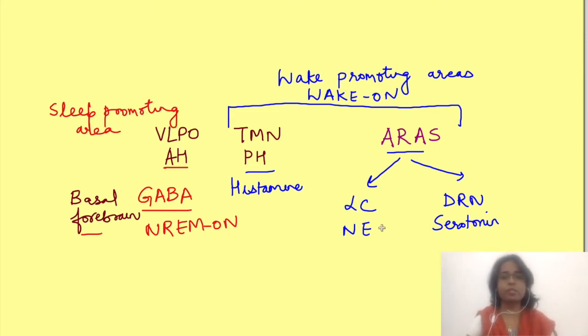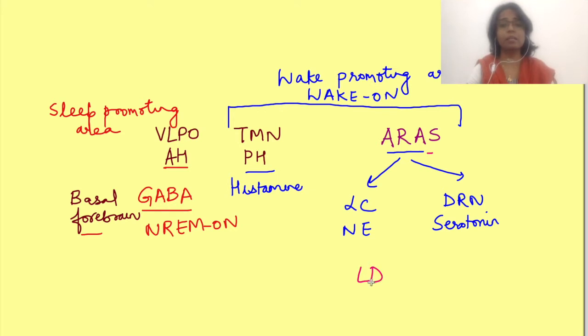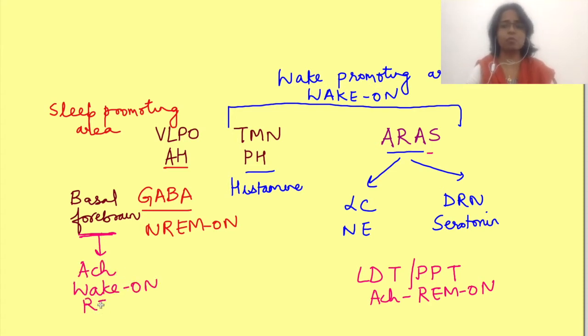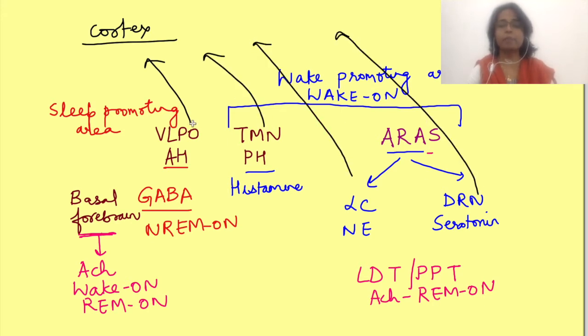Now with this logic, there should be some neurons which are active during REM sleep also. Yes, there are neurons in the reticular activating system, in the lateral dorsal tegmental nucleus, that is LDT, and the pedunculopontine tegmental nucleus, that is PPT nucleus, which release acetylcholine and are REM-on neurons. Also, the basal forebrain has some acetylcholine secreting neurons which are active in wake as well as in REM sleep. So these are wake-on, REM-on neurons. Now remember, all these neurons project to the cerebral cortex via the thalamus and produce characteristic EEG waves of each brain state.